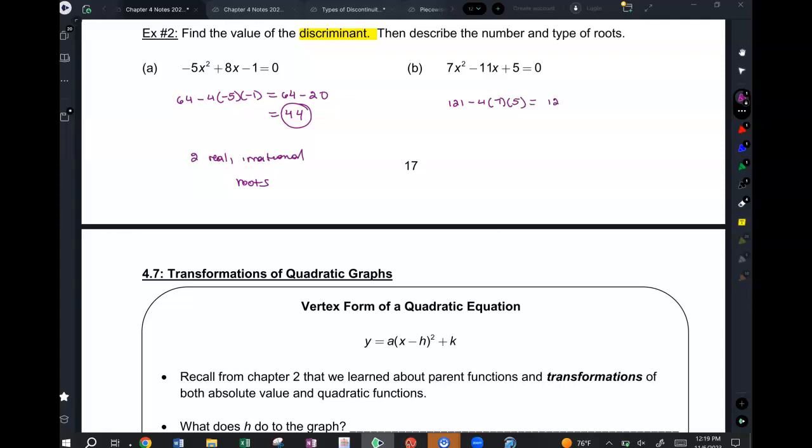Okay, here, the discriminant is b squared, so 121 minus 4 times 7 times 5. This is 121 minus how much? 140. So it's negative. It's negative 19. And if it's negative, how many roots do I get? 2 complex roots.